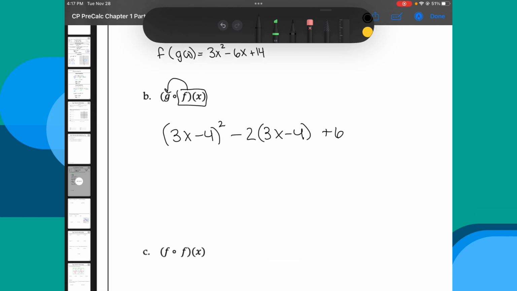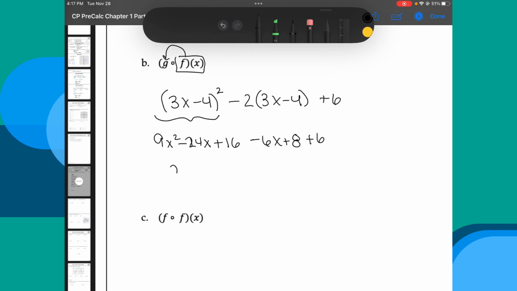We're going to simplify, double distribute, all of that. So when I double distribute here, we get 9x squared minus 24x, and then plus 16, minus 6x plus 8, and then plus 6. So we'll combine those like terms together: 9x squared minus 30x plus 30.